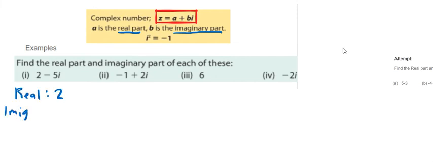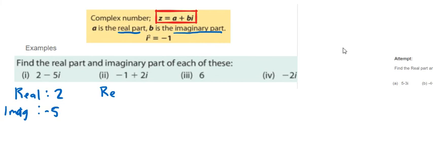So the imaginary part then would be the bit that's in front of the i, because that would be the b part. You should be able to see here that it's going to be minus 5. So remember to put in the minus.